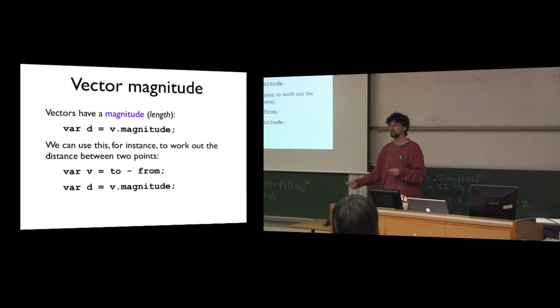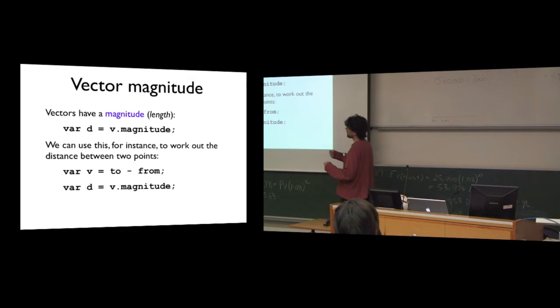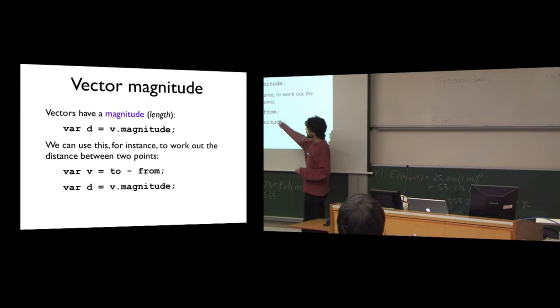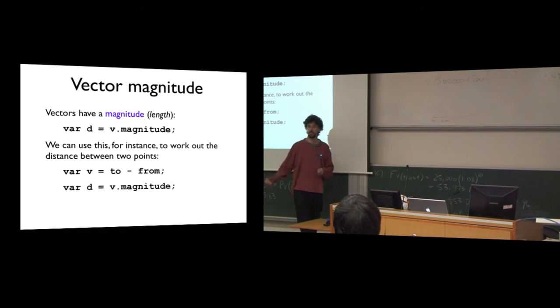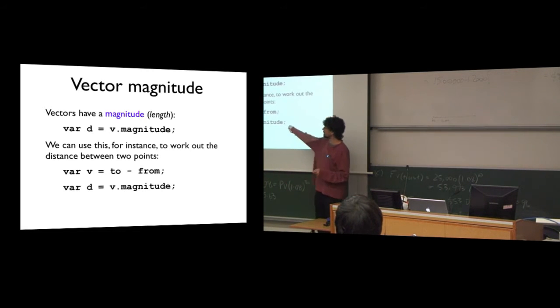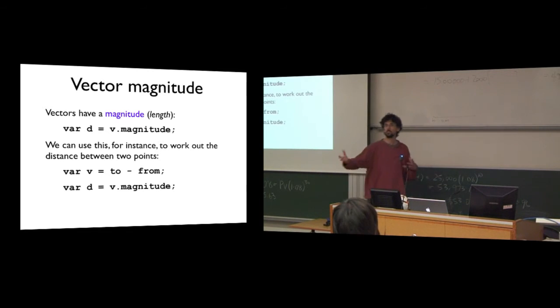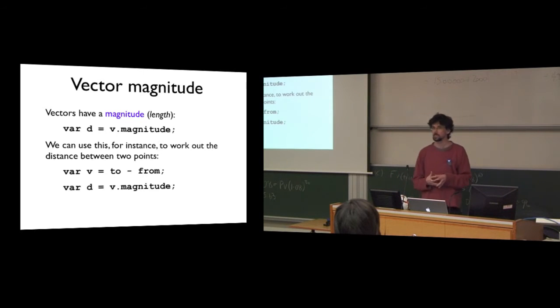So if we wanted, for example, to calculate the distance between 2 points, we'd find the vector from here to here by subtracting 2 minus from, and then we'd find the magnitude of that vector, and that would tell us how far you are away from me, or whatever the distance is between our 2 points. So that's a frequently used property of the vector that we want to talk about.